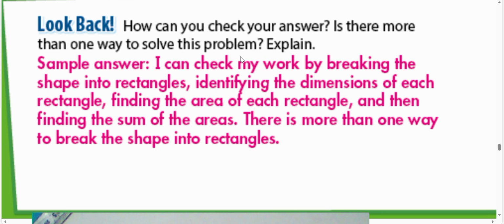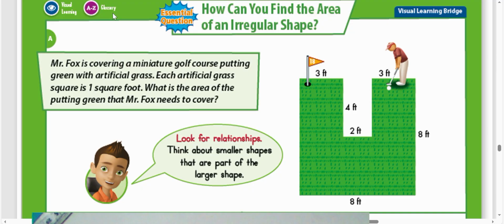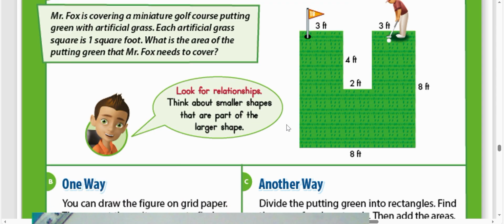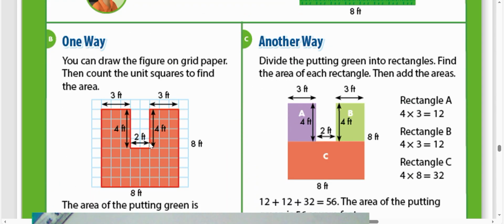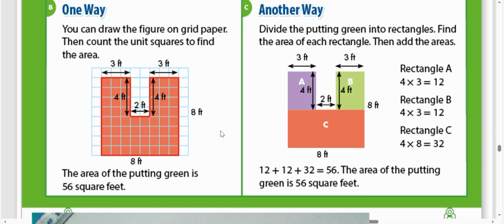Yes, sure. You can check the work by breaking the shape apart into rectangles. Identify the dimensions of each rectangle, find the area of each rectangle, and then find the sum of the areas. There is more than one way to break the shape into rectangles. How can you find the area of an irregular shape? Now we can divide it by any method. You can divide it vertically into rectangle, rectangle, and rectangle, and then find the area of each one. That is the first way you can divide it. To find the perimeter, you must find the outer sides, and the area of the shape we can divide like this: A, B, and C, and then add together.